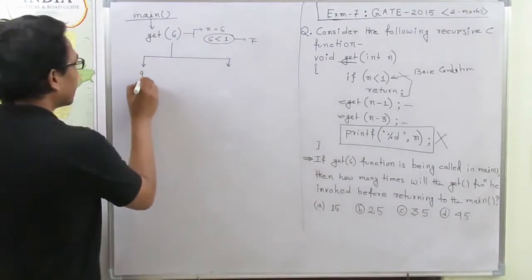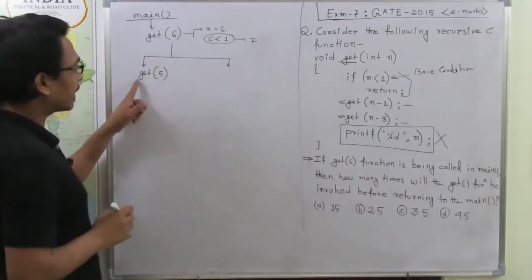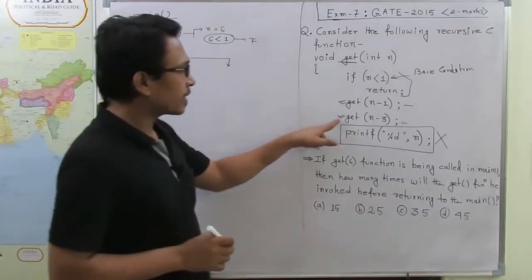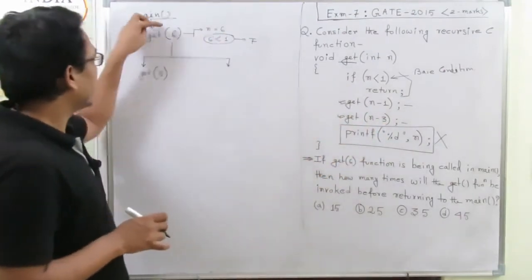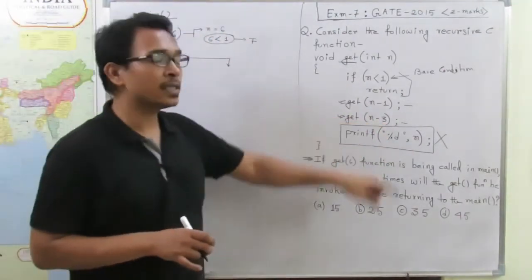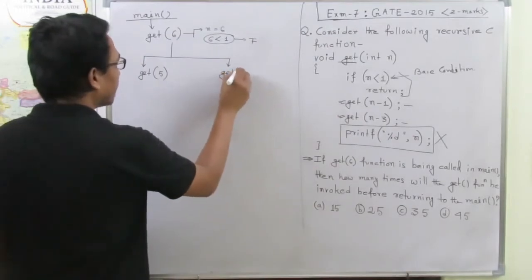That means we get another function call with get 5, and the second instruction is get n minus 3. So n is 6, 6 minus 3 means 3. So the next function call will be get 3.